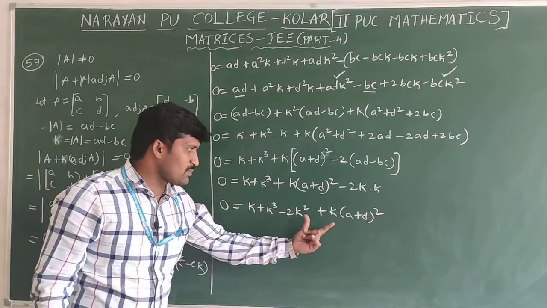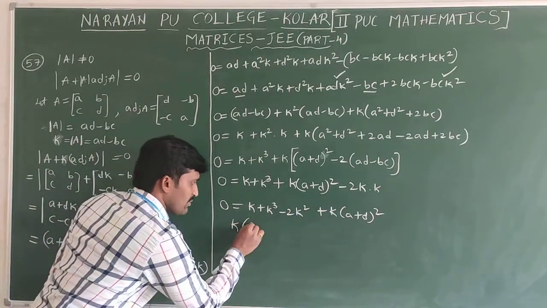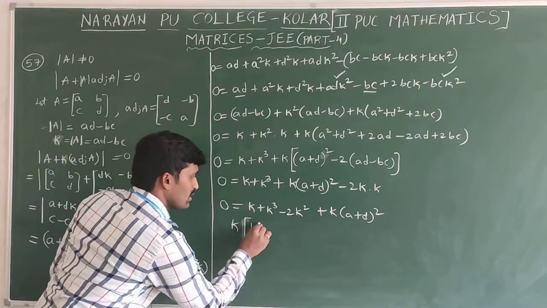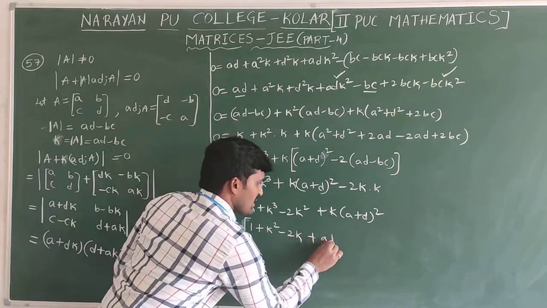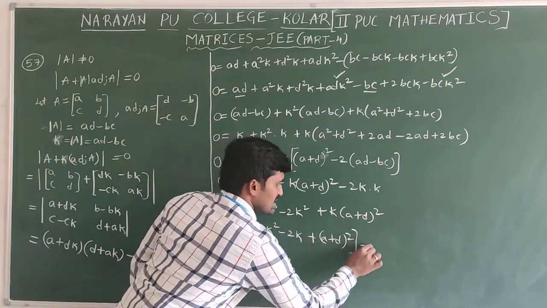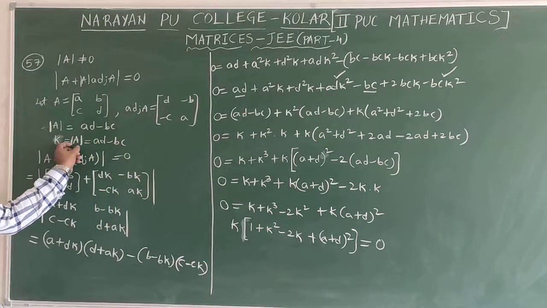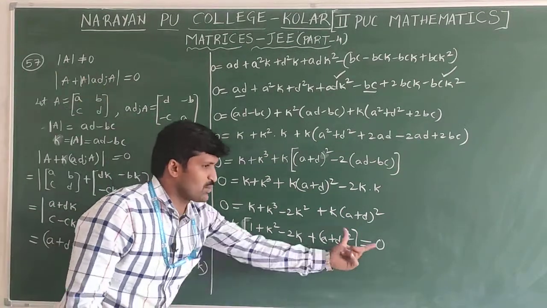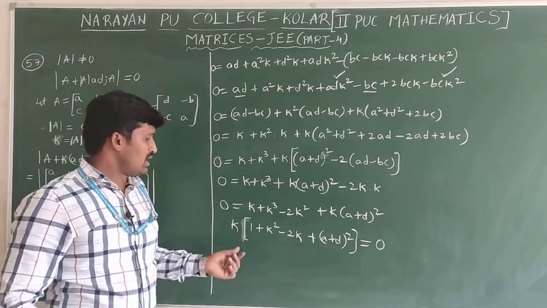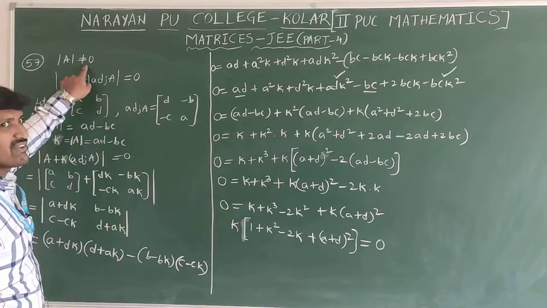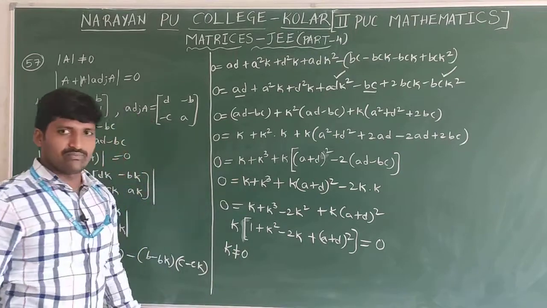Now in this, which is a common term? K is common, I will take k common. If you take k common, what will you get remaining? 1 plus k square minus 2k plus (a plus d) whole square is equal to 0. K is clearly which one? Det A. When the product of two terms is 0, either the first value is 0 or the second value is 0, but the first value is clearly not equal to 0. K means Det A here. Det A is clearly given not equal to 0, that's why k is clearly not equal to 0.